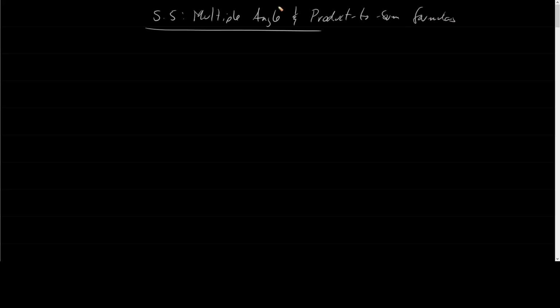This is section 5.5, which is on multiple angle and product of sum formulas. And that's supposed to say formulas. Let's try that again. Formulas. There we go. All right. So first, let's talk about the double angle formulas.